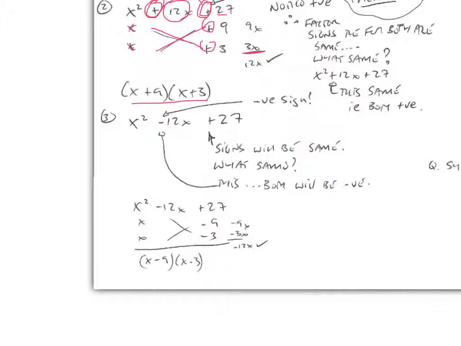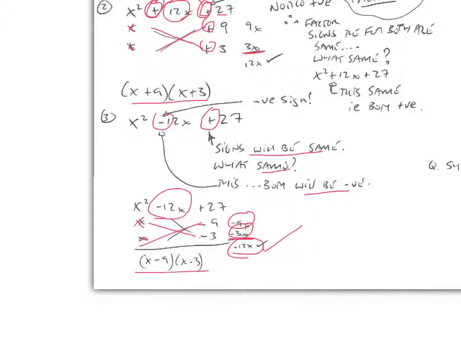What about x squared minus 12x plus 27? Okay, this is positive, so the signs will be the same. What same? This same. They'll both be negative. Okay, so now we have x and x. That makes it kind of easier on that side, and we'll go with two factors of 27. Again, 9 and 3 will make 12, but it's minus 9 minus 3. So x times minus 3 is minus 3x. X times minus 9 is minus 9x, minus 3x is minus 12x. That's perfect because that's what we want there. They are the factors.